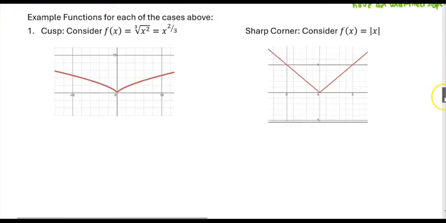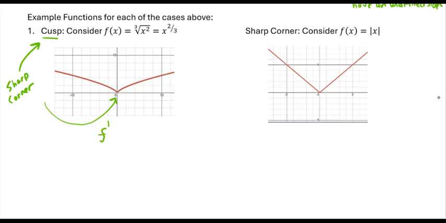The directions are example functions for each of the cases above, and that's what we're going to be talking about. The first one is what we call a cusp, or this is known as that sharp corner. The function that I provided here is the cube root of x squared, which can be written in either of these two formats: cube root of x squared, or with rational exponents, x to the 2/3 power. And that's that sharp corner that you can see right there. No derivative. So if someone asks you, if this is f of x, what is f prime of 0? You would say it is undefined, and it does not have a derivative.